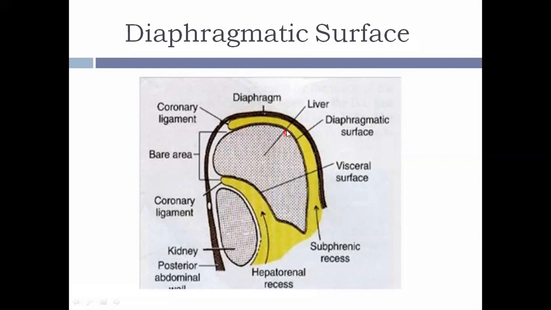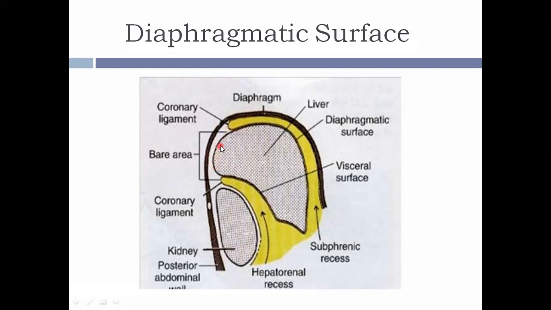Now, what about this diaphragmatic surface? It is very smooth. It's covered by peritoneum. This yellow colored layer is the peritoneal covering. Here we have an area that is not covered by the peritoneum. This area is present in the diaphragmatic surface, in the posterior part of the diaphragmatic surface, and it is not covered by the peritoneum.